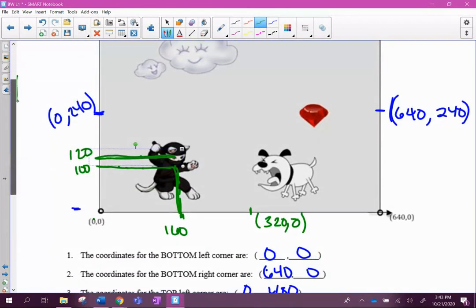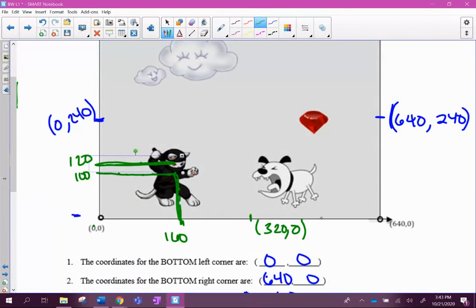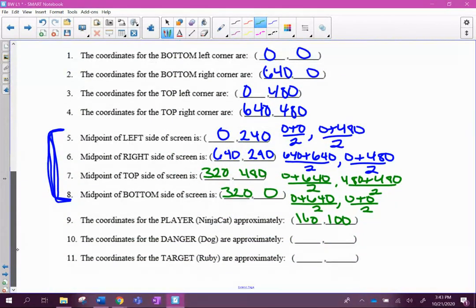All right, then we look at the dog. Right here's about halfway, so that would be 480. So the dog is in line with the ninja cat, but, so we're saying between 320 and 480, but closer to 480 than 320. So let's say 460, comma, 100.